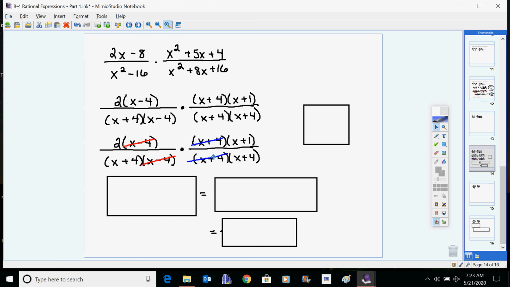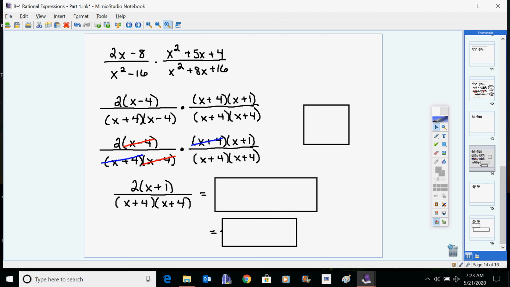The end result is that one of the x plus 4s canceled out in the denominator, and one of the x minus 4s canceled out, and we're left in the numerator with the 2 and the x plus 1 and 2 of the x plus 4s in the denominator. Then multiply it back out to make it look the best it can.